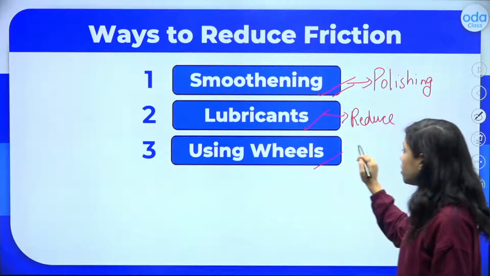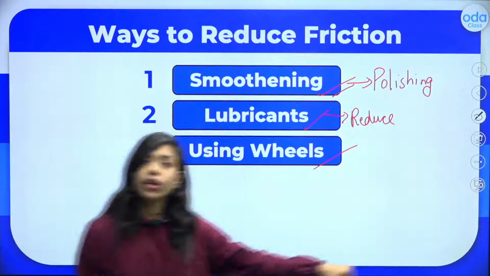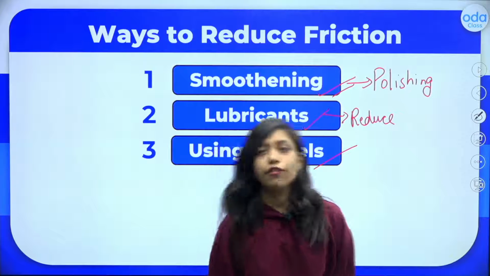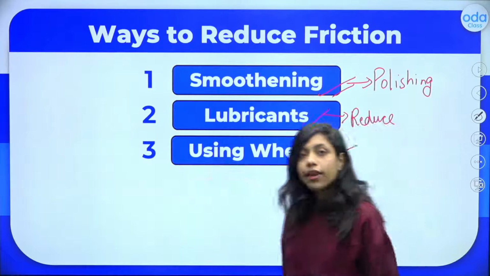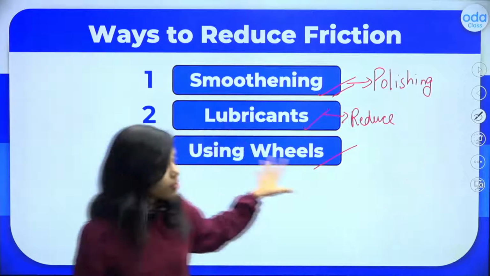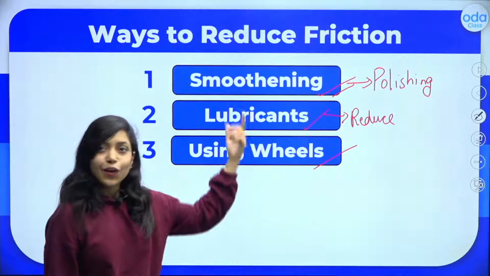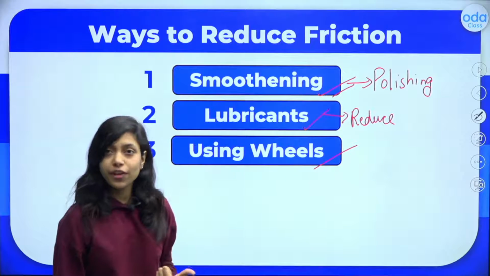And also using wheels. You cannot move a heavy suitcase, but if you have a trolley-like thing, you can easily pull it because wheels help to reduce the friction. Is it clear about all the uses, bad effects and ways to reduce friction? This we have studied in detail in the previous video. You can go to the description and check the link for the previous video as well.